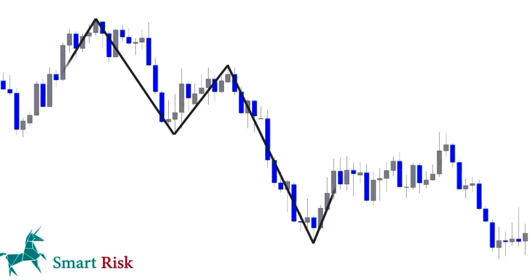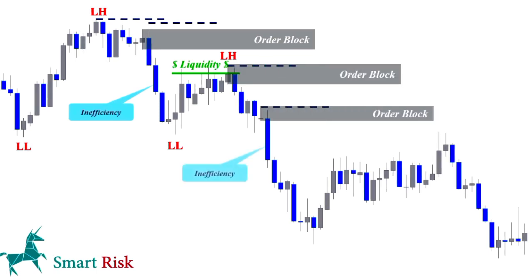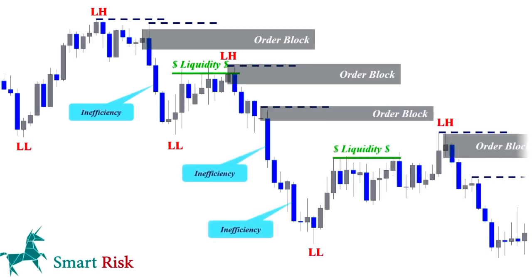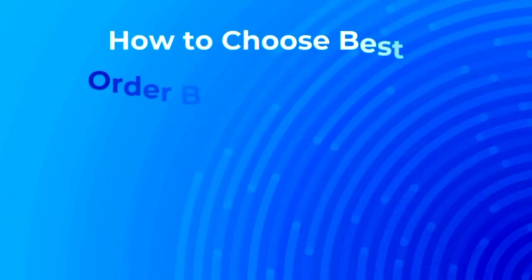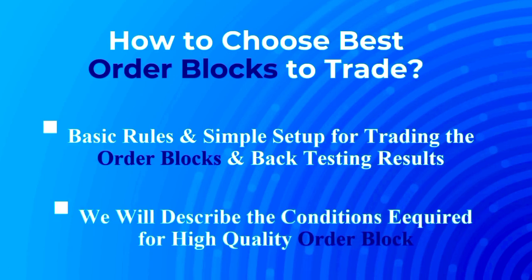We applied multiple rules to see if they really increase the win rate of order blocks and gathered some of the most interesting results. We concluded that order blocks work under certain conditions, when some repetitive patterns happen in the market. So in this video, first we will explain the basic rules and a simple setup for trading the order blocks, and we will show you the backtesting results. Second, we will describe the conditions required for high probability order blocks and how to increase the win rate.